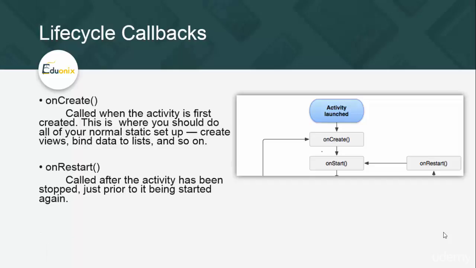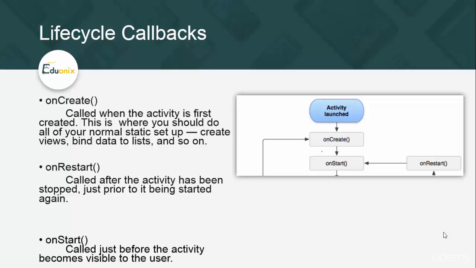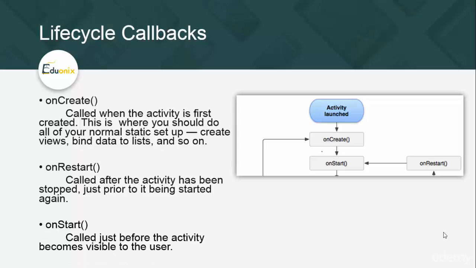OnRestart. The onRestart method is called after the activity has been stopped, just prior to it being started again. This callback method is always followed by the onStart method. OnStart. The onStart method is called just before the activity becomes visible to the user. This method is followed by onResume if the activity comes to the foreground, or by onStop if the activity becomes hidden.